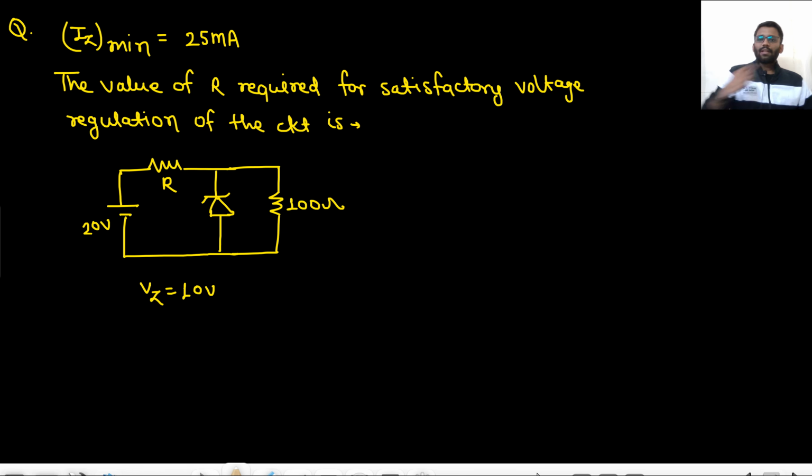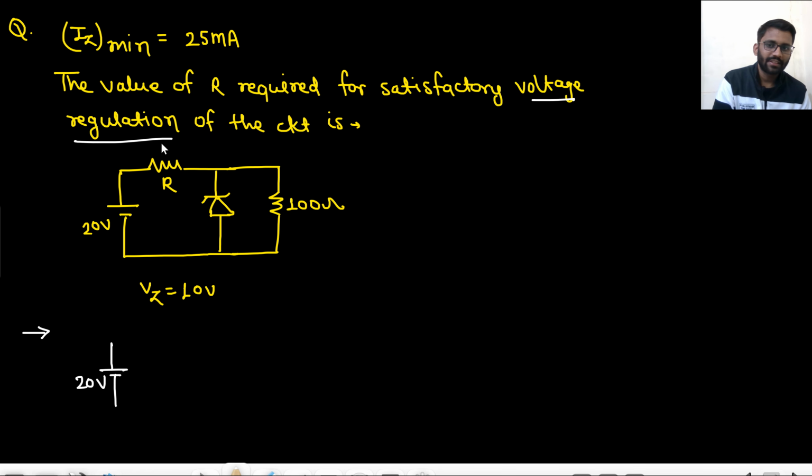Now in this case IZ minimum is given, VZ is given. Okay, IZ minimum and VZ is given. The value of R required for satisfactory voltage regulation of the circuit is, okay. Here both supply is also fixed and final voltage is also fixed. Okay. Now for satisfactory voltage regulation of the circuit, that means the Zener has to go into breakdown. That means then only there will be voltage regulation. If there is voltage regulation, that means Zener has to go into breakdown, right?